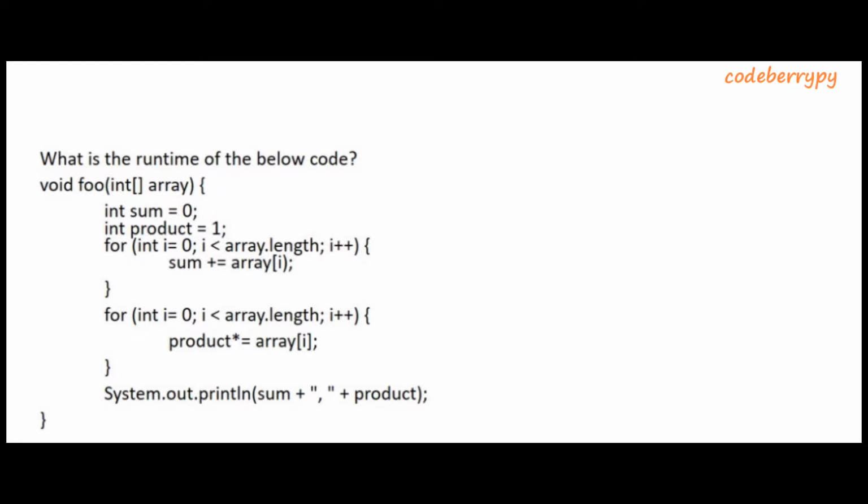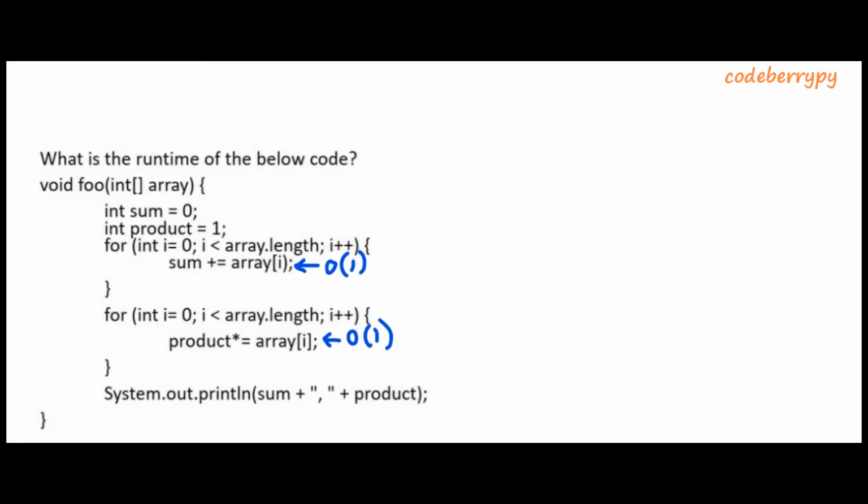In the following problem, there are two for loops. In the first for loop, there is a sum operation, and in the second for loop, there is a product operation. Both of these operations do a constant amount of work, and they take a constant amount of time, that is big O of 1.